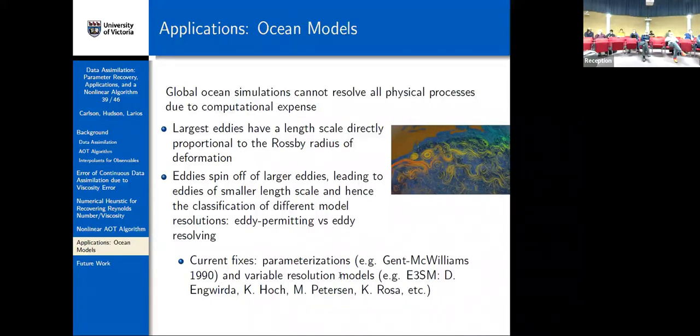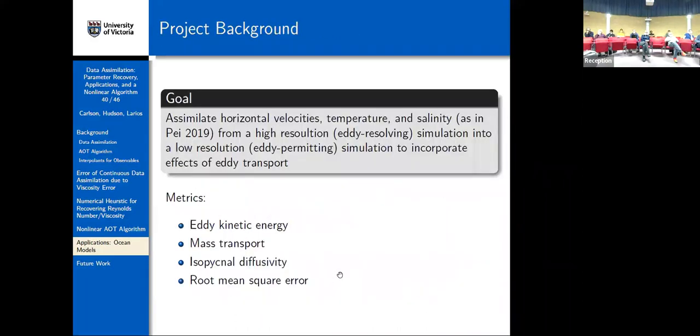You can kind of think of it this way: if you change that to the Reynolds number and look at it numerically, you can think of the Reynolds number as relating to those scales of the grids. So we wanted to assimilate these horizontal velocities, temperature, and salinity to the primitive equations, and then analyze four specific things: eddy kinetic energy, mass transport, diffusivity across these isopycnals, which are basically lines of constant density, and then of course root mean square error, which is their analog of the L2 norm.